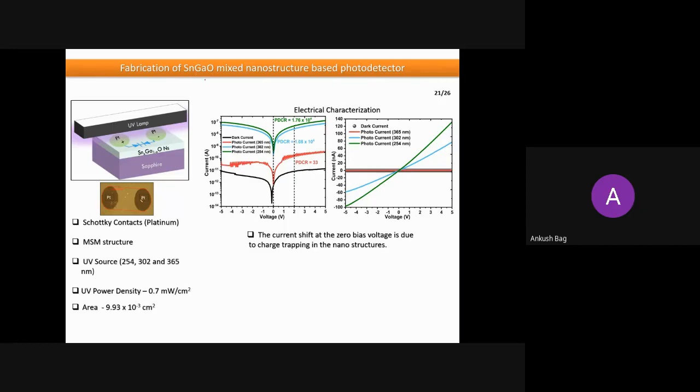Previously we also showed that when we take more gallium, we get nanostructure. So we ended up getting Sn alloyed gallium oxide along with the nanostructure. We also fabricated that photosensitive material similarly, after lithography and all that. Then we achieved this performance. Once again, we are getting a PDCR of the order of 10 to the power 4, which means the photo to dark current ratio is still very high.